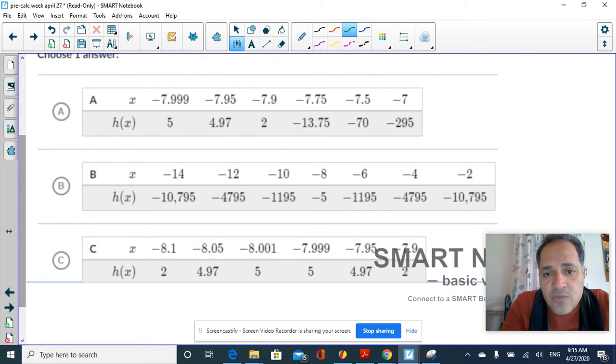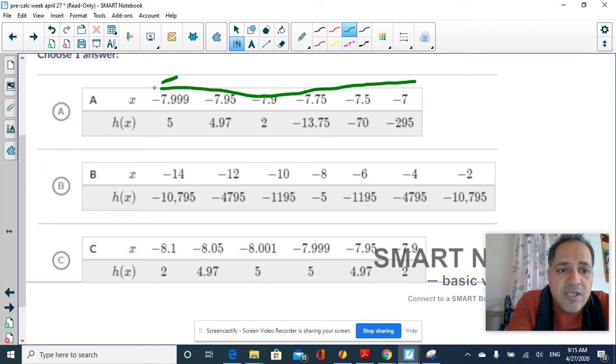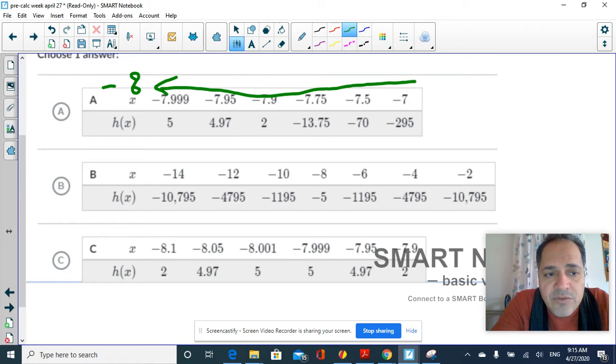If you check the first one, yes, the function here tends to what? -8 from one direction only. Yes or no? So this one is not a perfect table because you have to go from both directions. You have to find the limit from left and right.